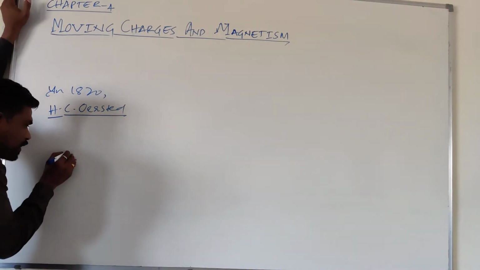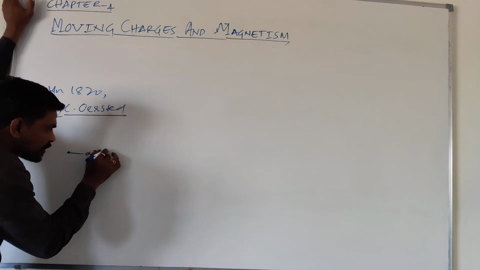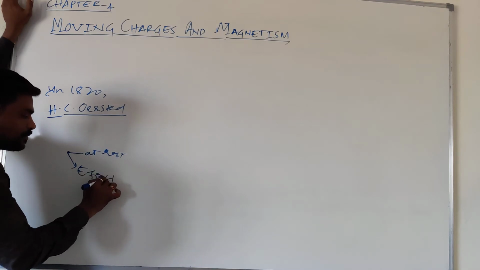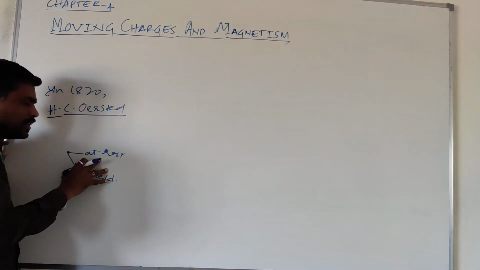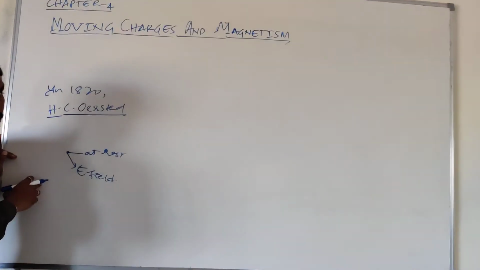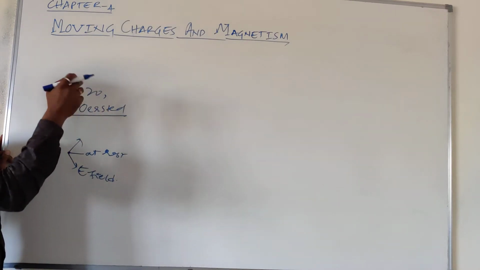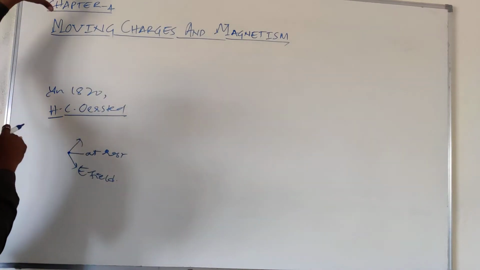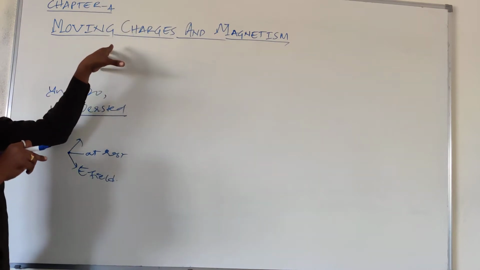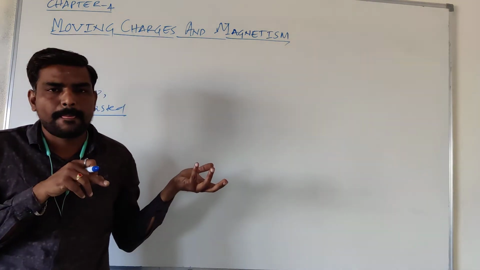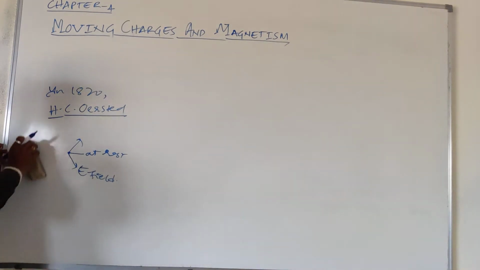See, when the charge is at rest, what does it produce? An electric field. When the charge is at rest, it produces an electric field, right? So when the charge is in motion, what happens? That's why moving charges have a continual relation with magnetism also, right? So this Oersted did some experiments, some observations.